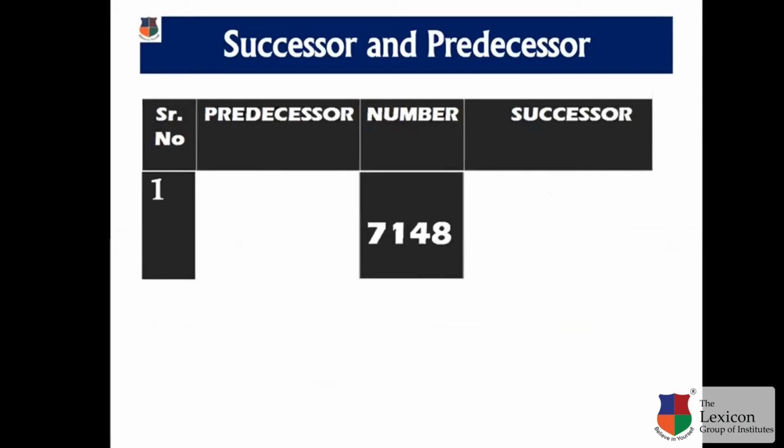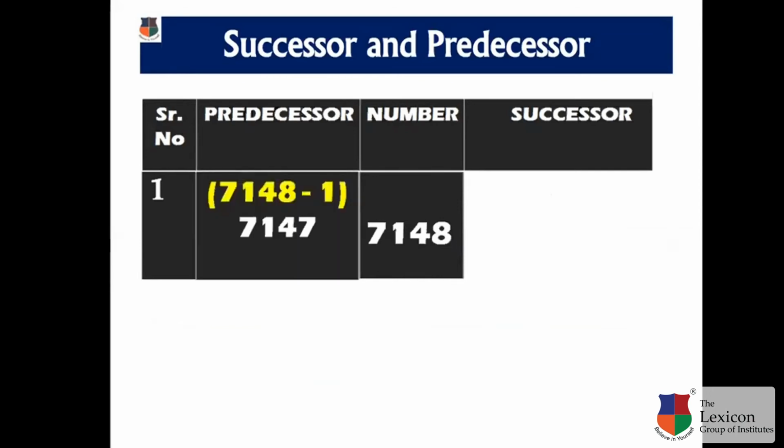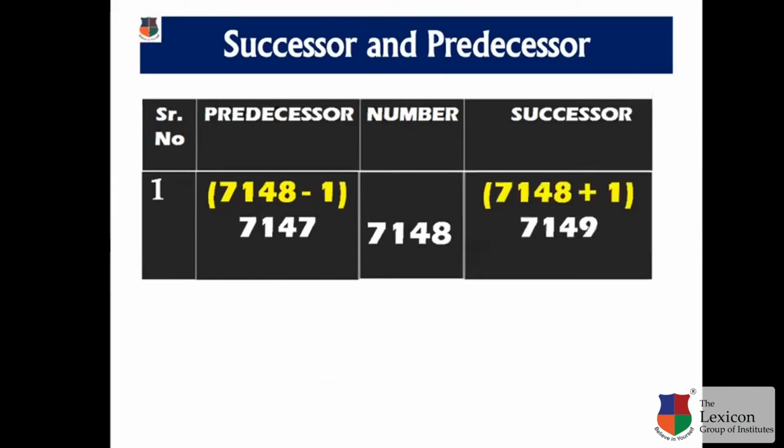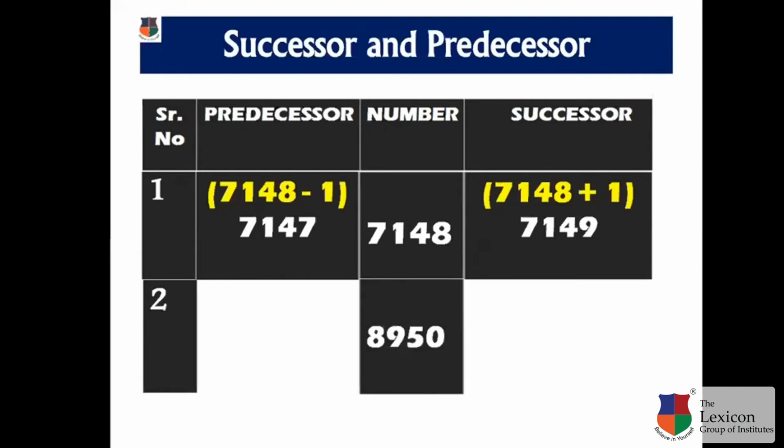Example number 1. The number is 7148. Now you have to tell the predecessor and successor for the same number. To tell the predecessor, minus 1. So what is the answer? The predecessor of 7148 is equal to 7147. Successor is plus 1. So 7148 plus 1 is equal to 7149.